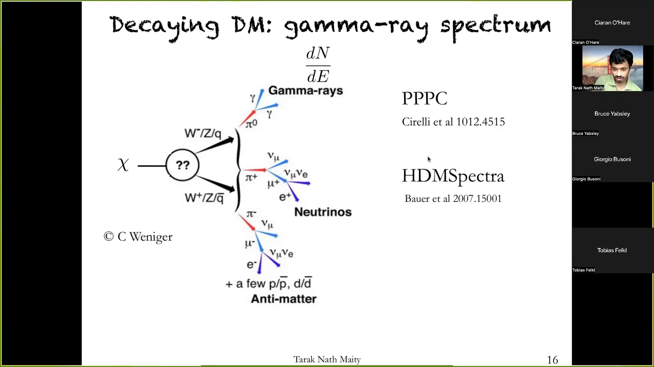We have actually used the results of this ASTM spectra, which is quite recently developed. And our results actually don't differ much. If you use the PPPC, it's about 10% different between these two. So we have calculated the gamma ray spectrum from ASTM spectra itself.